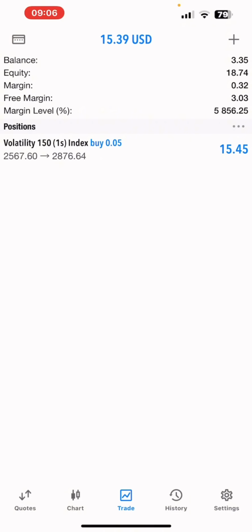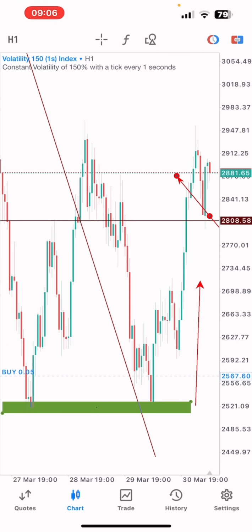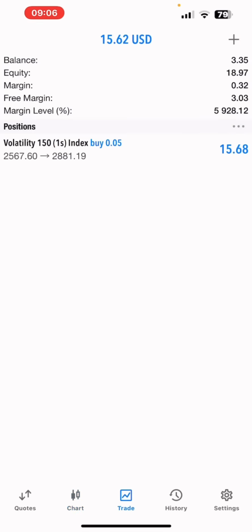Right now I am in floating profit of $15, and the equity is now $18. Okay, you see there's progress. So the biggest skill is to have patience, because my first trade from 40 cents to $3.35, I took it on Thursday, and from Thursday till yesterday, that's when I took this volatility 150. So I've been waiting for 2 days. These 2 days I was looking for a setup, okay? And then on Saturday, that's when I took volatility 150. And right now the account is on $18.